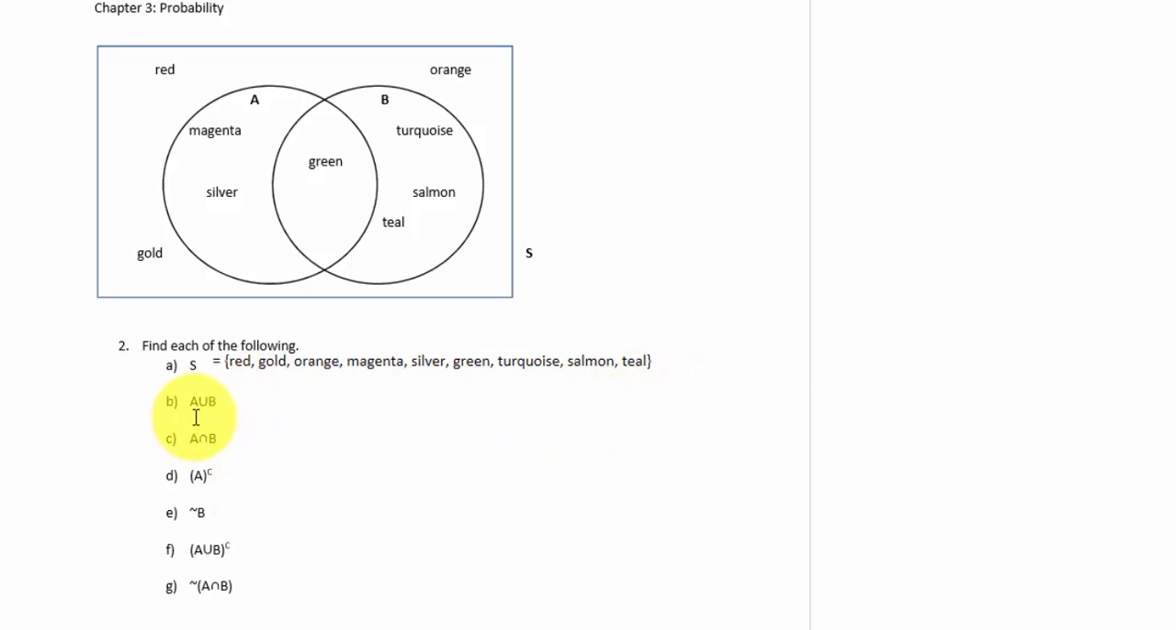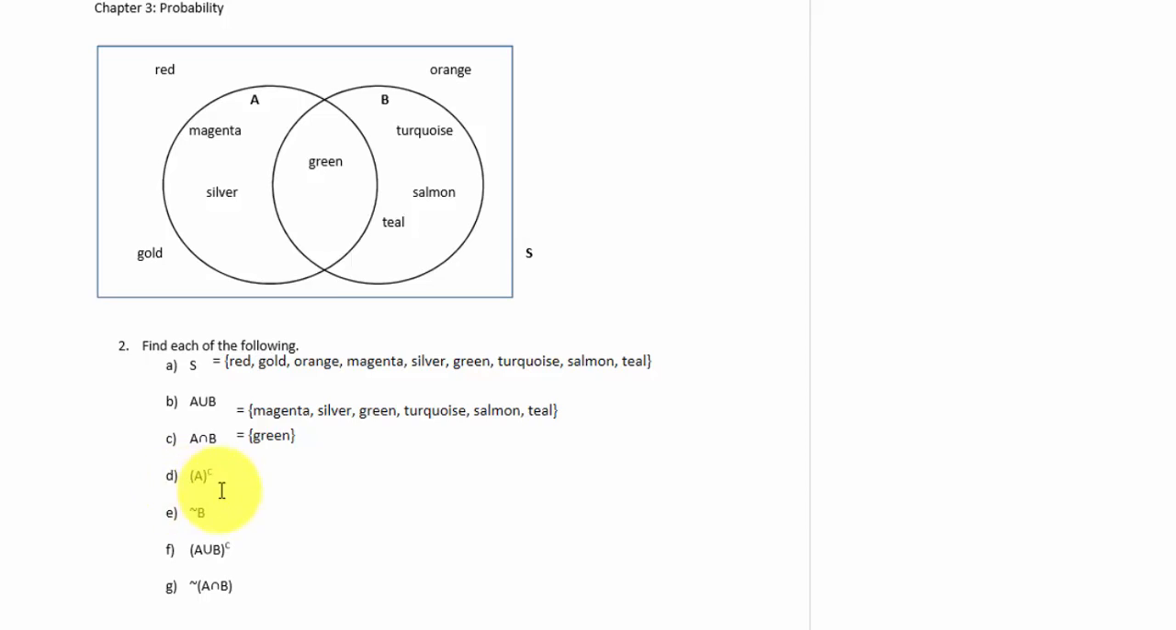For part B, we're looking for the union of events A and B. So that means every color in event A or every color in event B. That would be magenta, silver, green, turquoise, salmon, and teal. For part C, A intersect B means where are the colors in event A the same colors as event B. And that looks like just green is being shared.